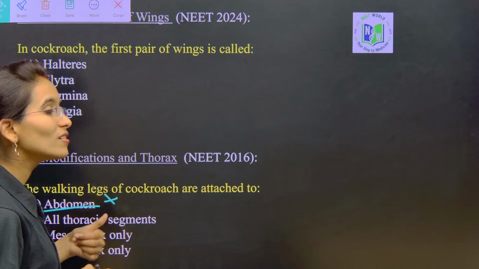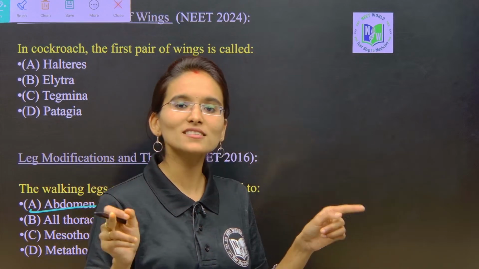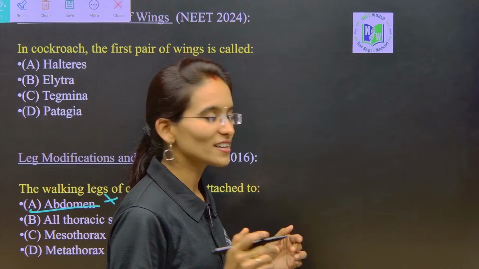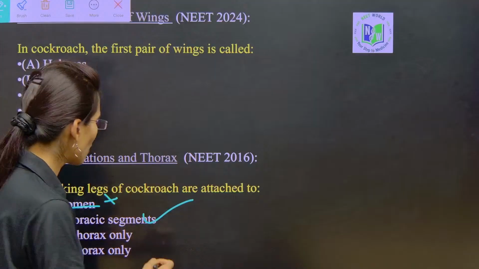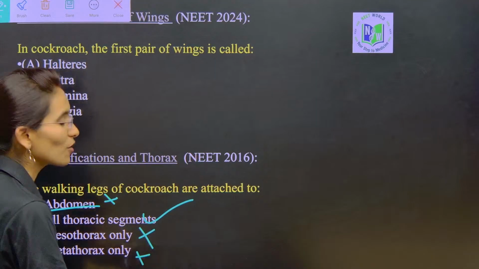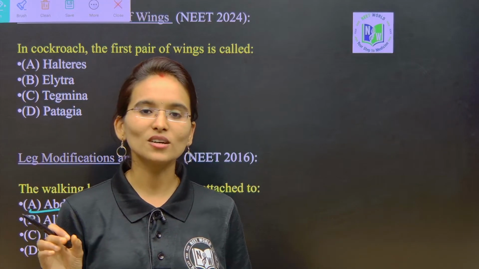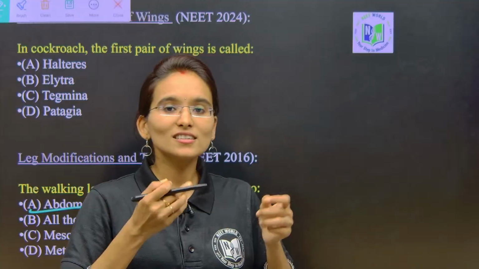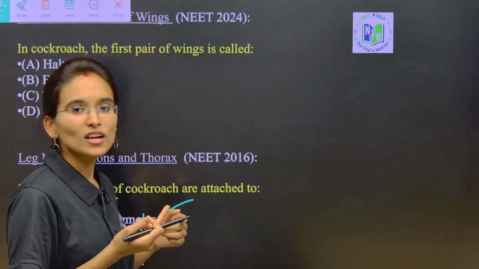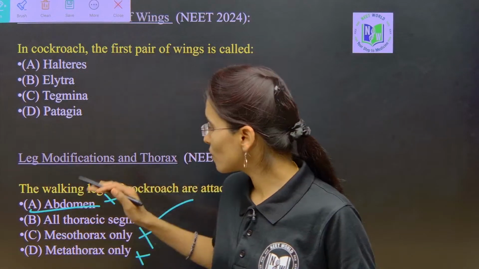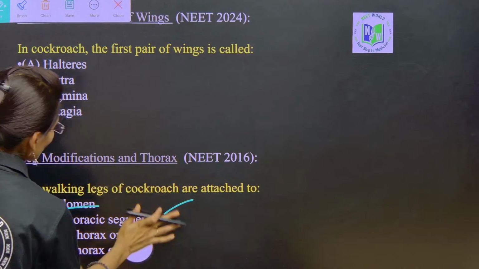Next option B, all the thoracic segments. It means generally we have 3 thoracic segments. For each thoracic segment, a pair of legs is going to be attached. So this will be the right option. Next, mesothoracic only, wrong option. Metathorax only, wrong option, because to each thoracic segment a pair of legs will arise. There is no particular statement and no particular structure that only one pair of legs will arise from any one thoracic segment. That is wrong my dear students. To all the thoracic segments, we can find a pair of legs.